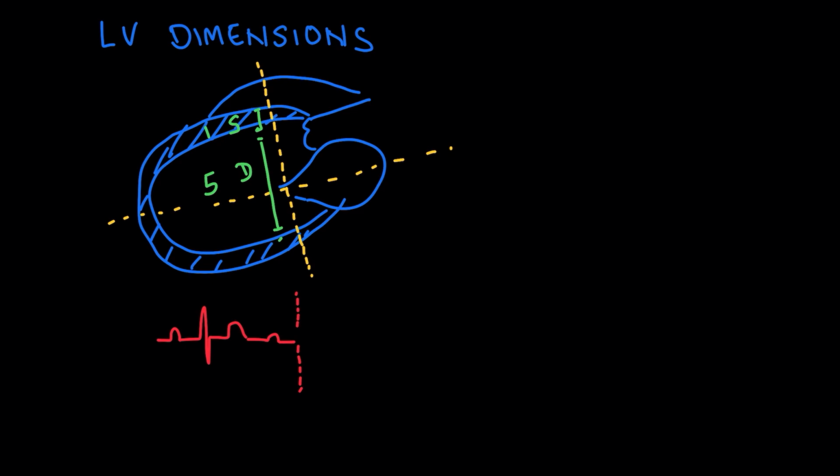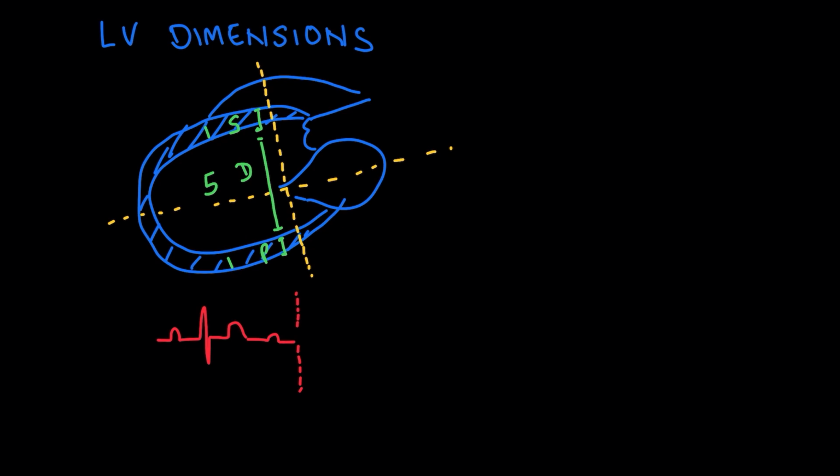And then down here, we've got the posterior wall. We'll call this P, and this would be about 1 centimeter. For males, anything above 1 centimeter for either the septal or posterior wall, and for females, anything above 0.9 centimeters for the septal or posterior wall would both be abnormal.